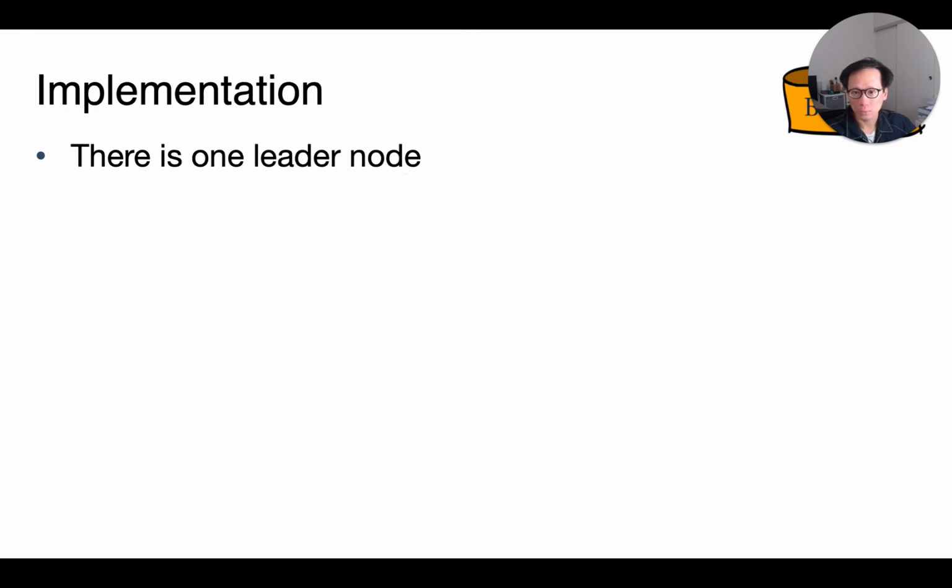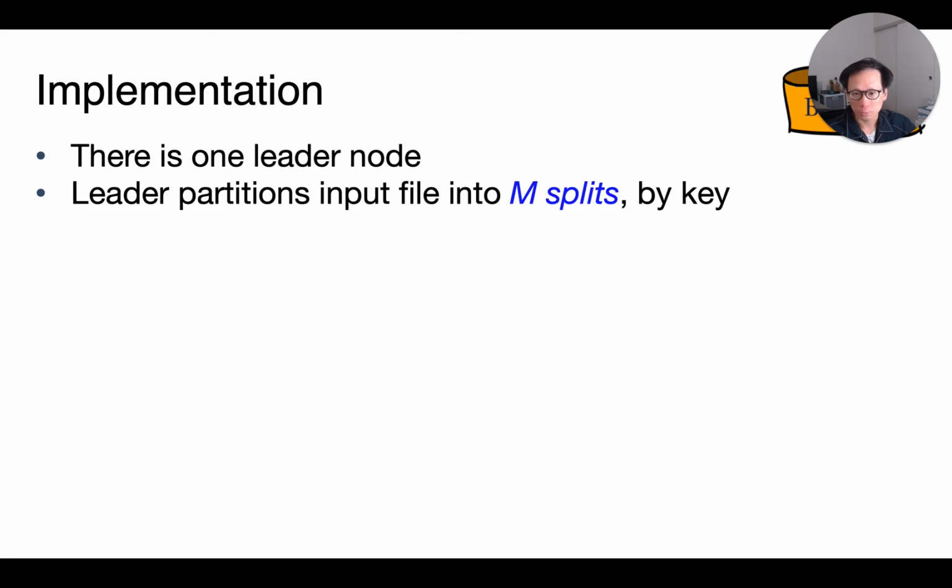A typical MapReduce or Hadoop implementation has one machine serving as the leader. The leader's job is to accept new MapReduce tasks and assign them to workers later on. The leader also partitions the input file into multiple groups called splits to be assigned to workers. This can be done, for instance, using range-based partitioning on the key value.